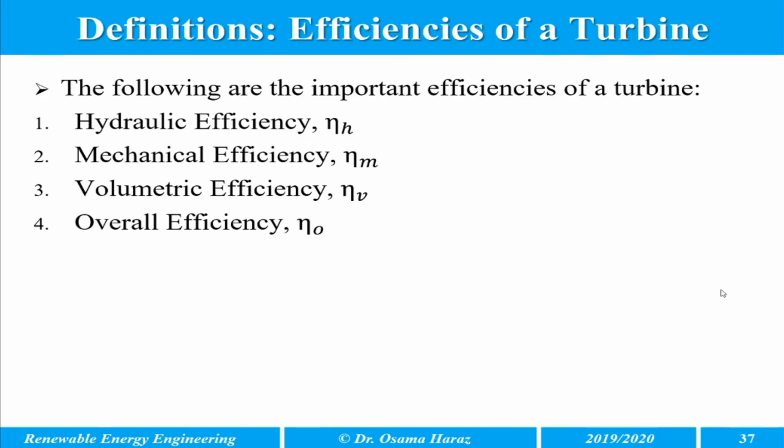Now we'll talk about the efficiencies of a turbine. The following are the important efficiencies of any hydroelectric power turbine. The first one is called hydraulic efficiency, eta H. The second one is mechanical efficiency, eta M. The third one is volumetric efficiency, eta V. And the overall efficiency, eta naught.